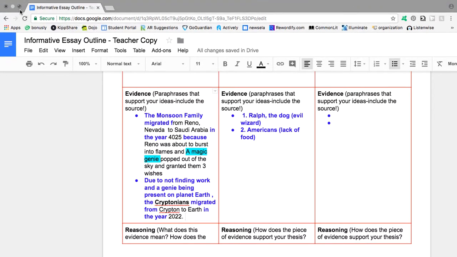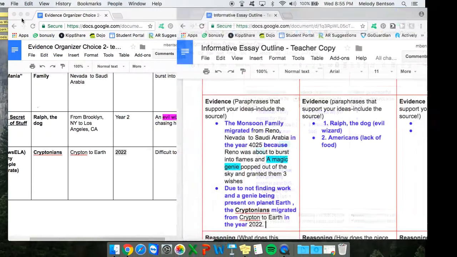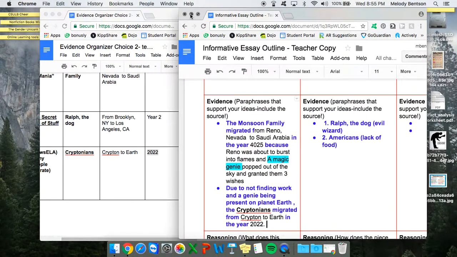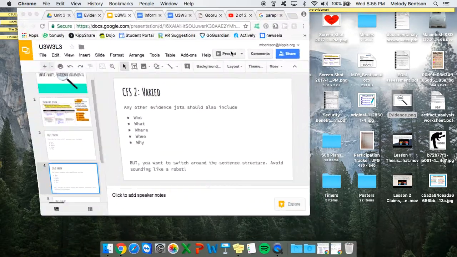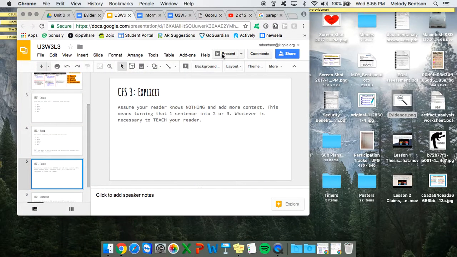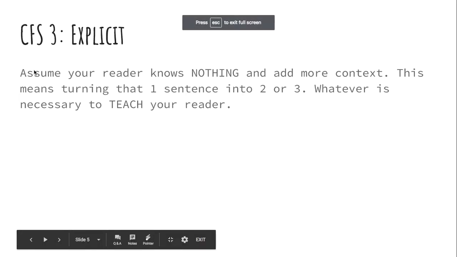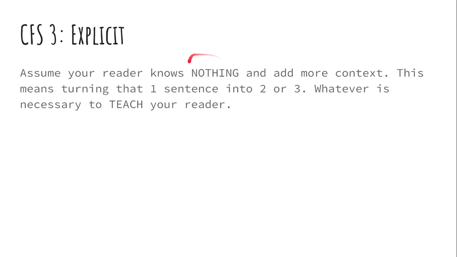Next criteria for success is that it is explicit. So this is one that can be kind of challenging, but is really, really important. To be explicit means that we assume our reader knows nothing. When we write informative essays, we have to assume that whoever's going to read our writing knows absolutely nothing. If it helps, imagine that a baby or a child is reading your essay.